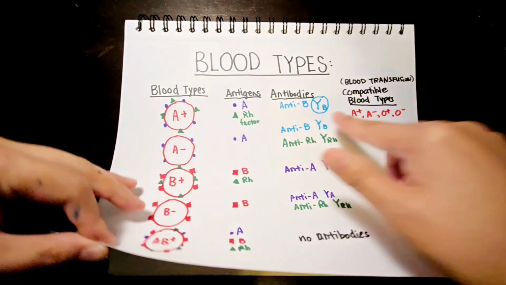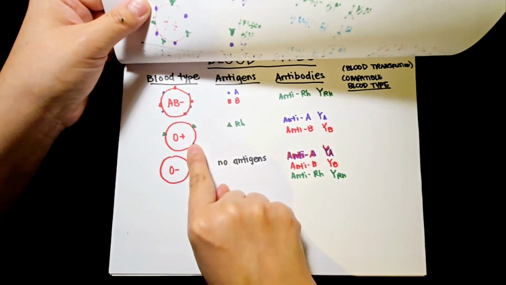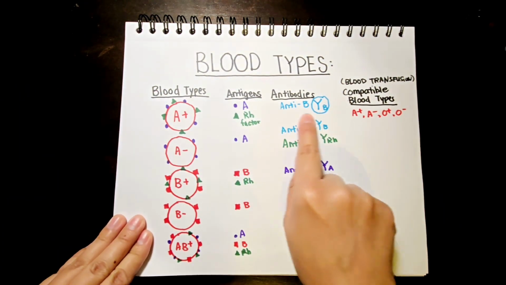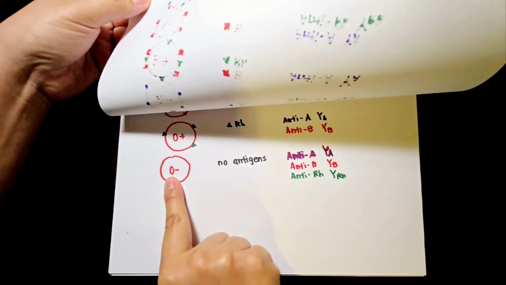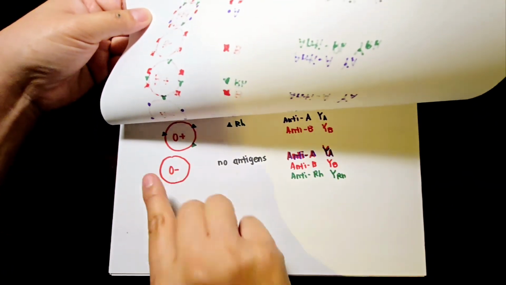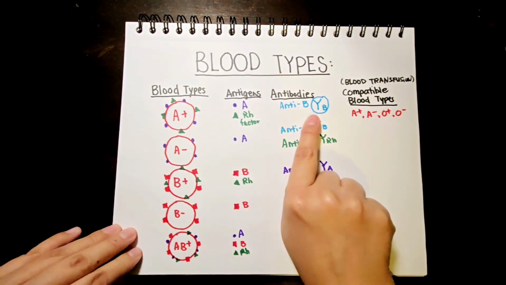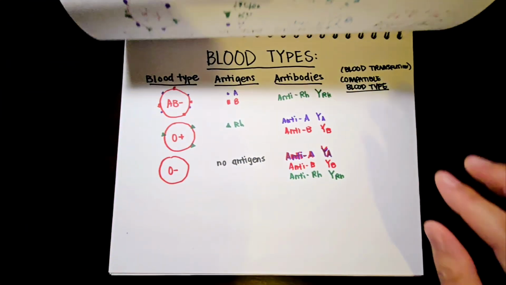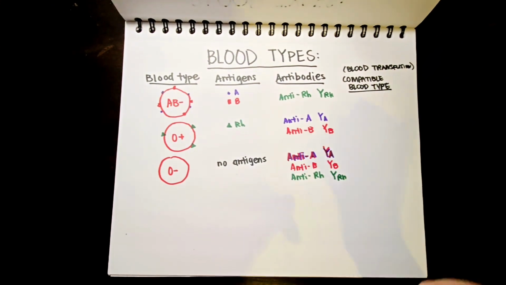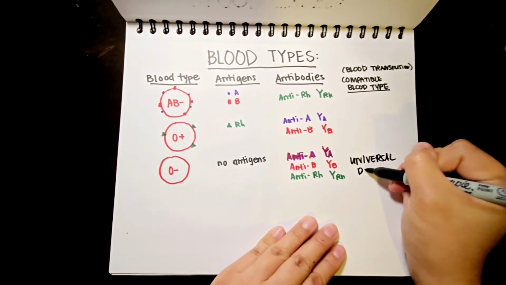If you give O positive blood type to this person, again, O positive blood type has RH factor as surface antigen, but there are no antibodies against RH. Same thing, nothing happens. And O negative is also the case, because it has no RH factor. So it turns out that because of the way antigens and antibodies work, O negative individuals are what we call the true universal donor.